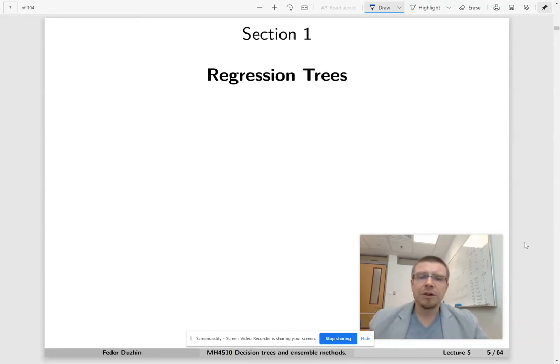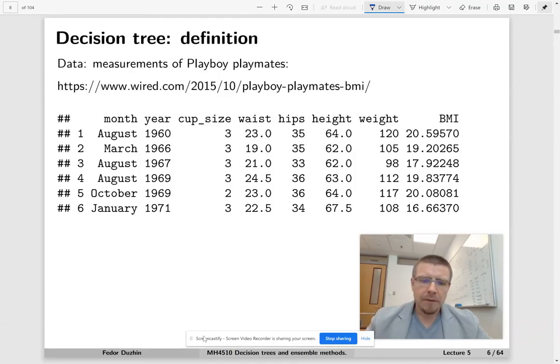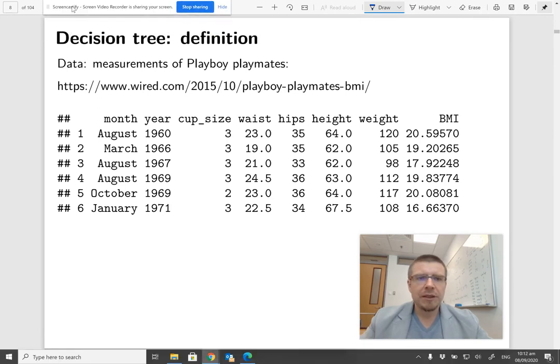So first, we are going to introduce decision trees for regression. The data set that I chose is a data set of measurements of Playboy playmates. So these are girls who are featured in this Playboy magazine.